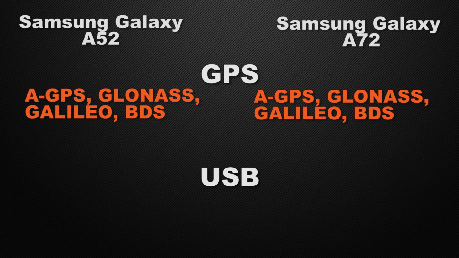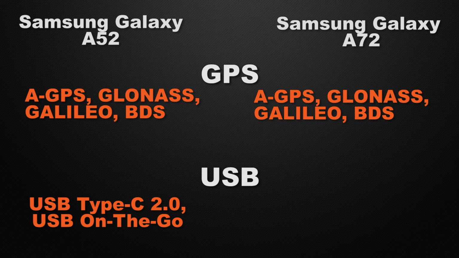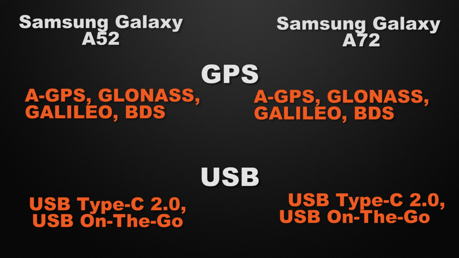And about the USB connectivity of the devices, A52 comes with a 2nd gen Type-C connector with OTG support, whereas A72 also has a 2nd gen Type-C connector with OTG support. So it's a tie here.